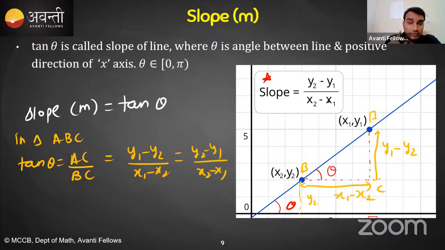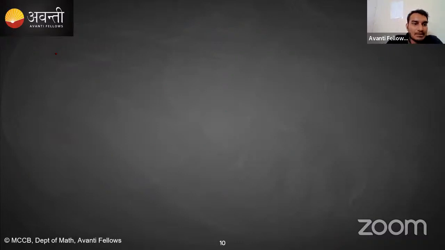Student, the one thing that you have to note here: if 2 points are given, then how do you find the slope? If you are starting with y2, if you are starting with this point, then make sure in the denominator also you first write the coordinate of this B point only. Okay, what I mean to say is, let's say a point is given like this. Let's say a point is given like this.